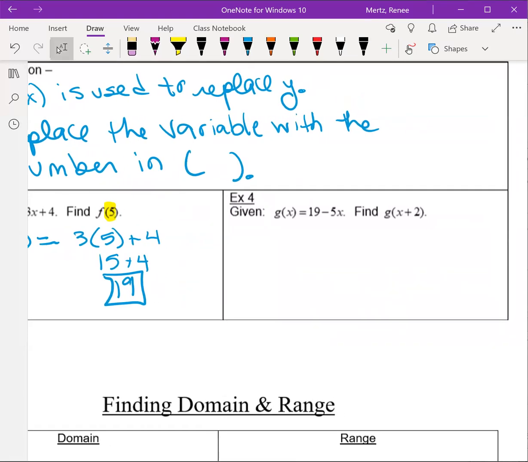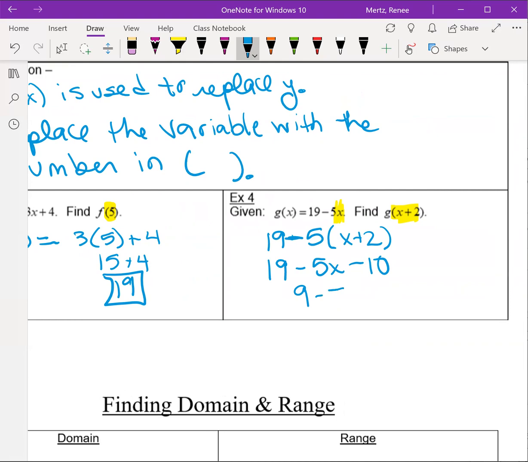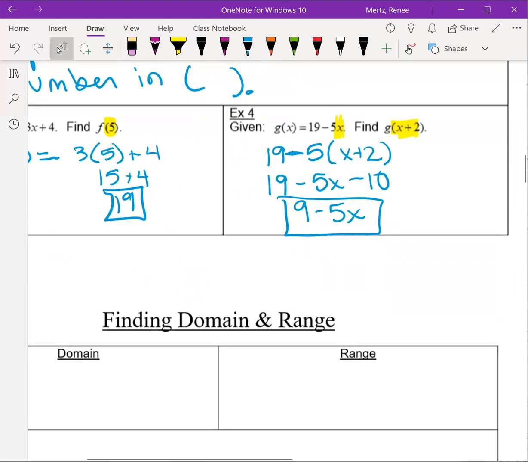Then we can get a little bit trickier and not give you a number to plug in. So 19 minus 5. This is saying replace x with x plus 2. So when you do that, you need to put a parenthesis, x plus 2, distribute the negative, and combine like terms. It's basically just substitution.